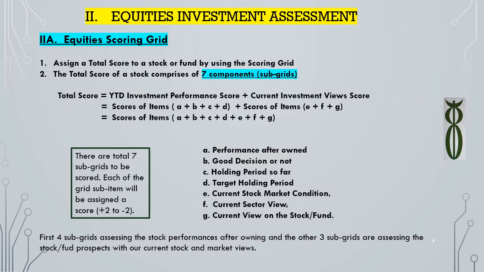Okay, let's focus on the equity scoring grid. There are 7 components, A, B, C, D, E, F, G. So we will go through it one by one. And all the scores add together from the sub-grids, then you get a score for a particular stock or fund. The score will be from +2 to -2. So you add up, and you will get the total score.